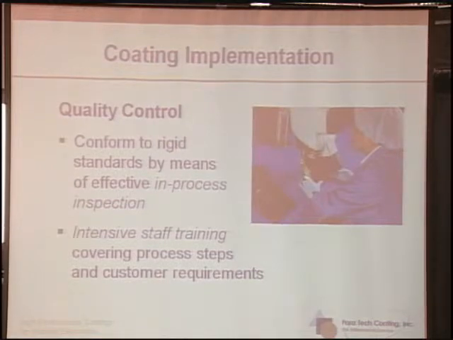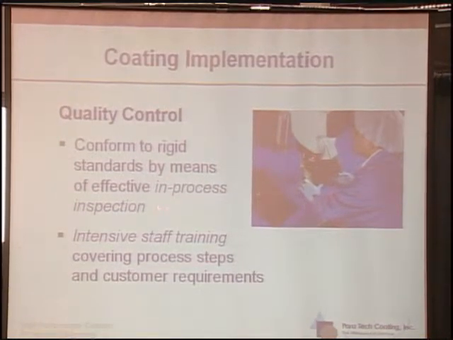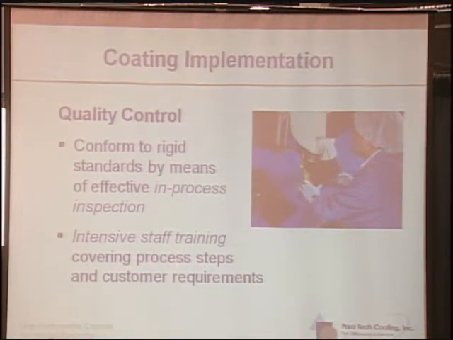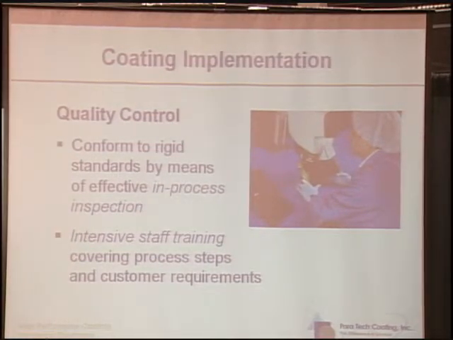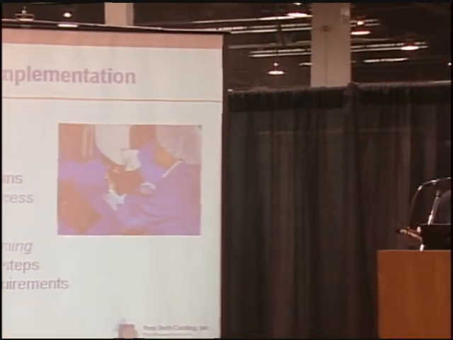Also, quality control. That's another important factor when you're looking at high-performance conformal coatings for medical electronics. Conform to rigid standards by means of effective in-process inspection and intensive staff training covering process steps and customer requirements. So basically, when you look at high-performance conformal coatings for your applications, you really need to take a look at the quality. It's not like it used to be, in the back room somewhere where you've got fumes and all that. It's really treated as an integral part of your process.